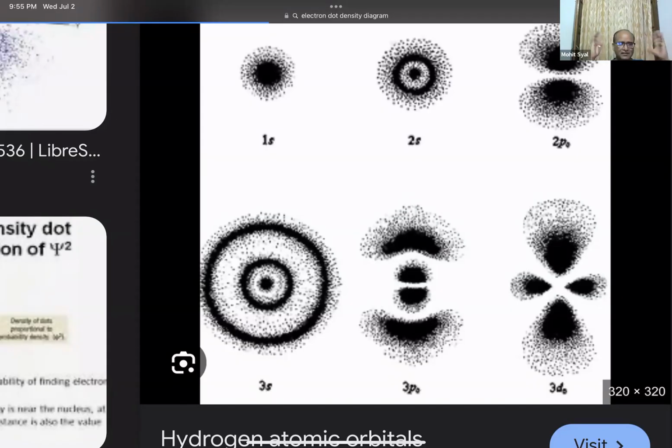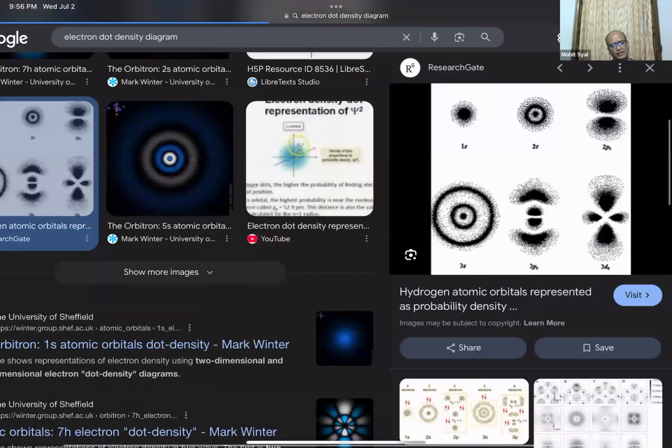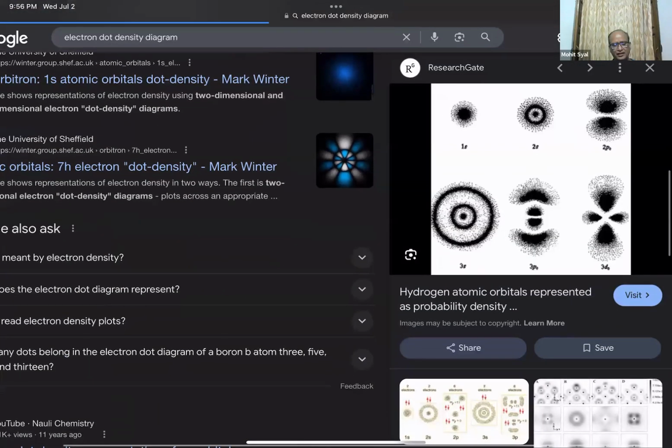So the boundary surface diagram is just shells? Shell 1, shell 2, shell 3, shell 4 that we learned? Yes, exactly. The boundary surface diagram is just like the outer shape. They give only the outer shape, only the outside part. Is it clear? Okay. So now I hope it is clear what an orbital is.